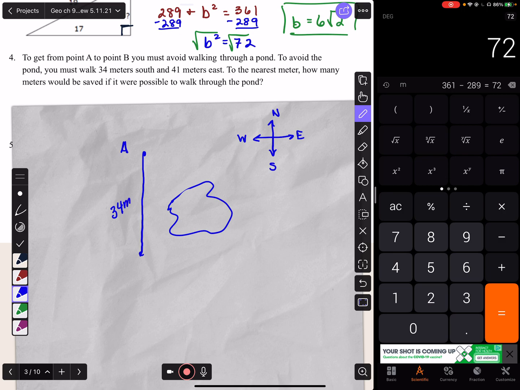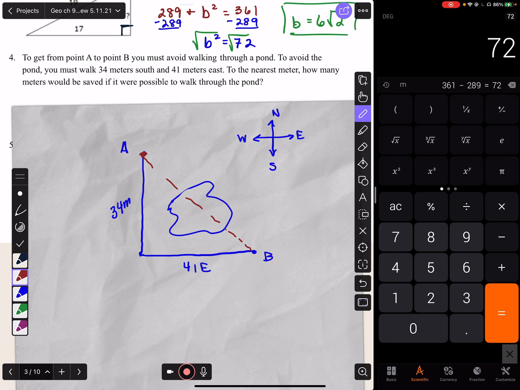Then they walk 41 east. So over here, it's 41 east. And the question is, how much would they save if instead of going around the pond, they somehow could all of a sudden walk on water and they just cut across like that?